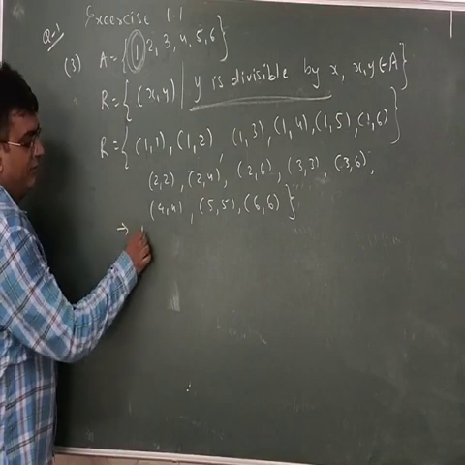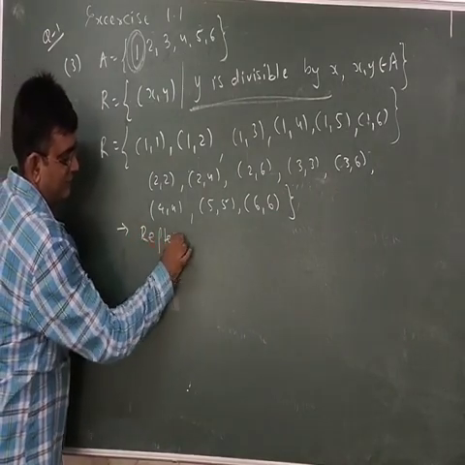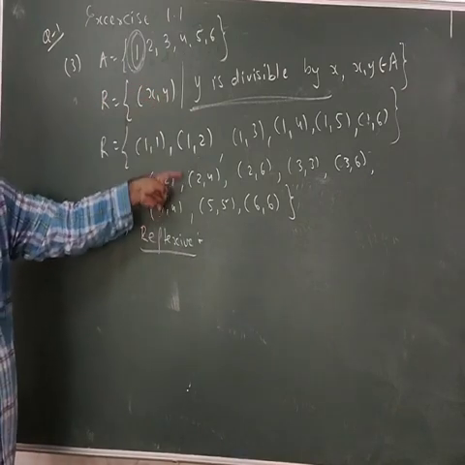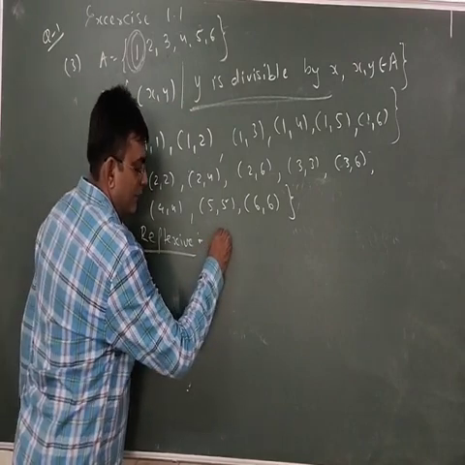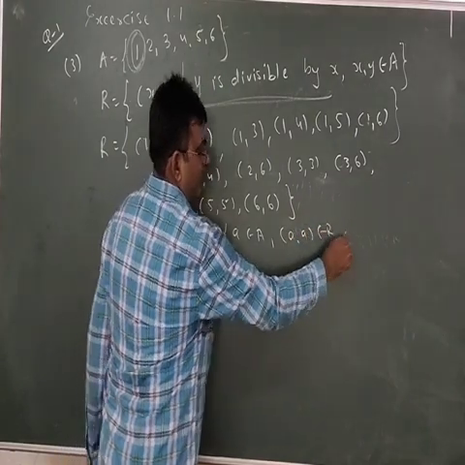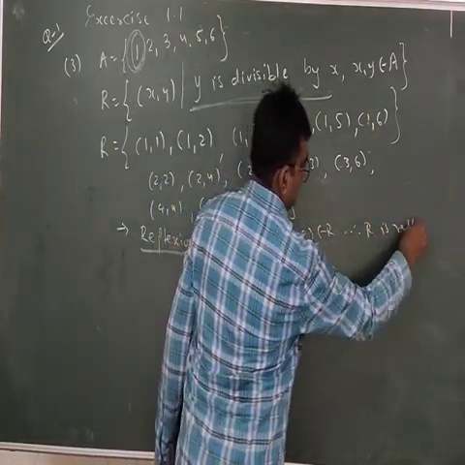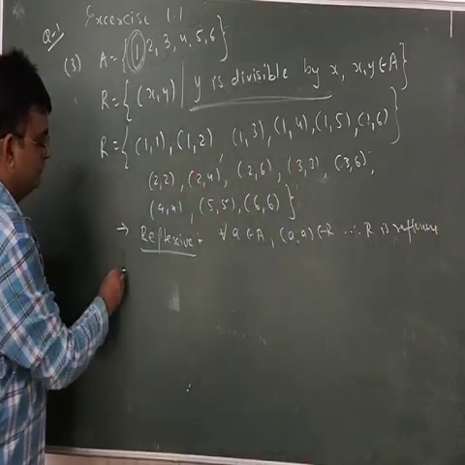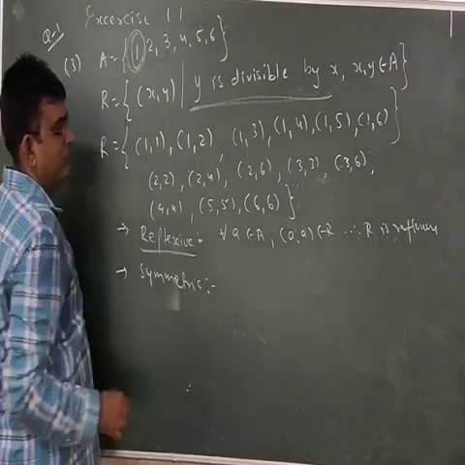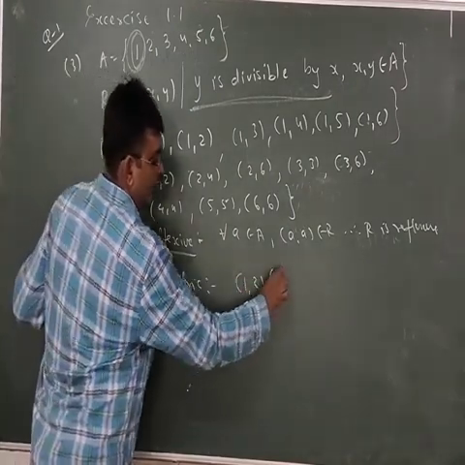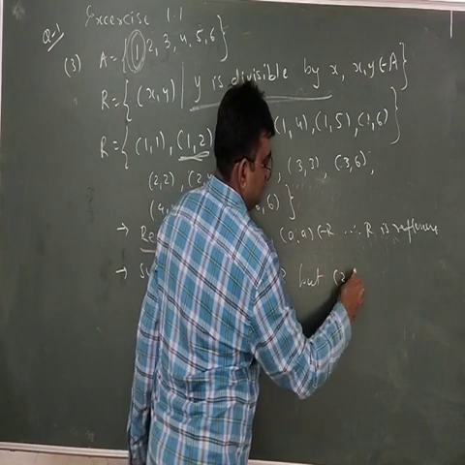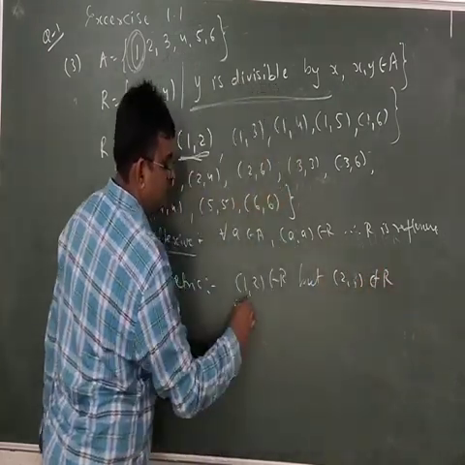Now let us see the first property, reflexive. Is it reflexive? You can clearly see (1, 1), (2, 2), (3, 3) all belong to R. For all a belongs to A, (a, a) belongs to R. Therefore, R is reflexive. What about symmetry? For symmetry, you can see (1, 2) belongs to R, but (2, 1) does not belong to R. What this means is R is not symmetric.